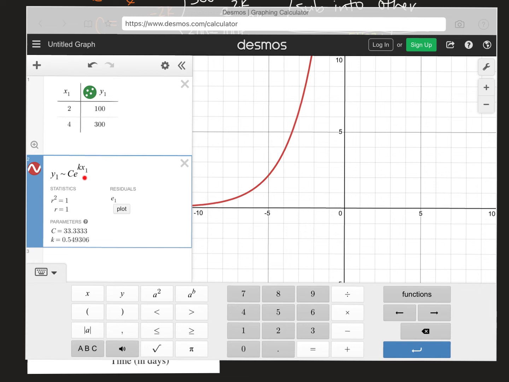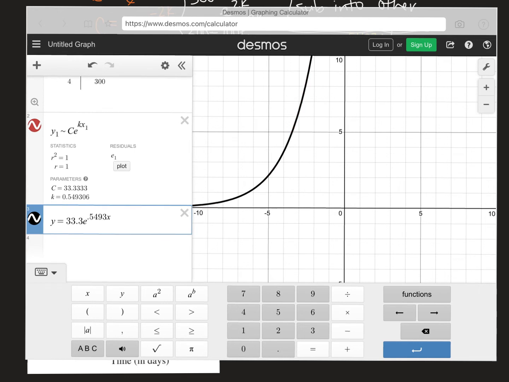So we know that when we do the regression, we're going to have y sub 1 is approximately ce to the kt. Now in this case, we just said that's x sub 1 instead. Now let's see what we are finding. It tells us that c is that 33.3. Perfect. And it also tells us our k value. So it actually gives us the function, which is really nice. Then, once we're given this function, we can just plug it right in.